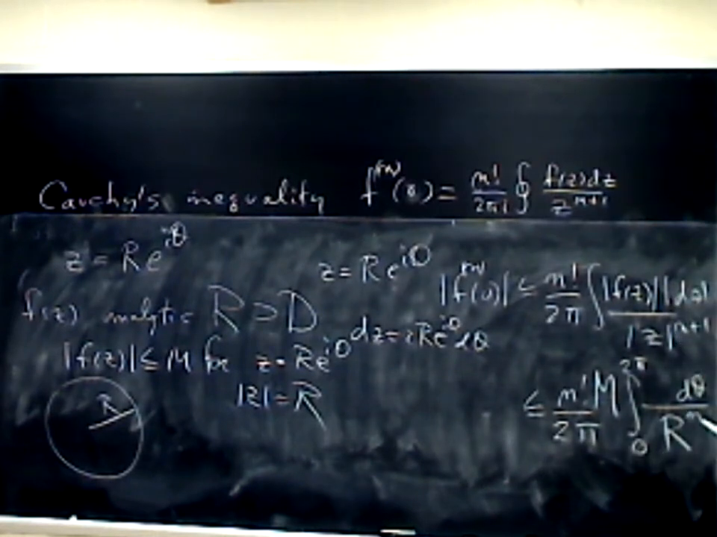Okay, the next one is one of Liouville's theorems. Now we're assuming that f of z is analytic everywhere. Another way of saying that it's analytic everywhere is to say that it's entire. So entire is the same as everywhere analytic.